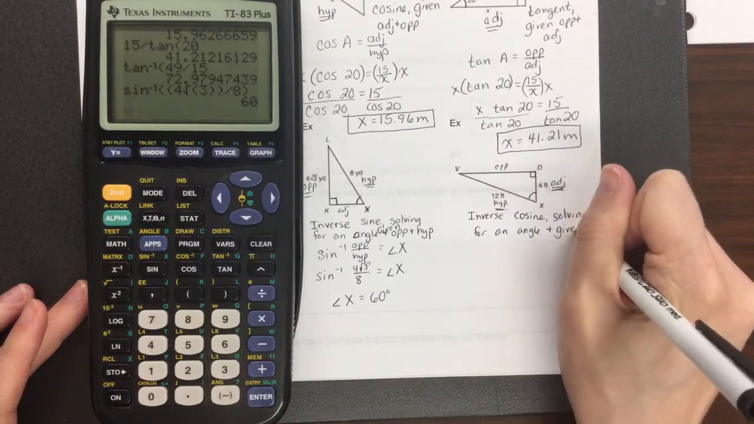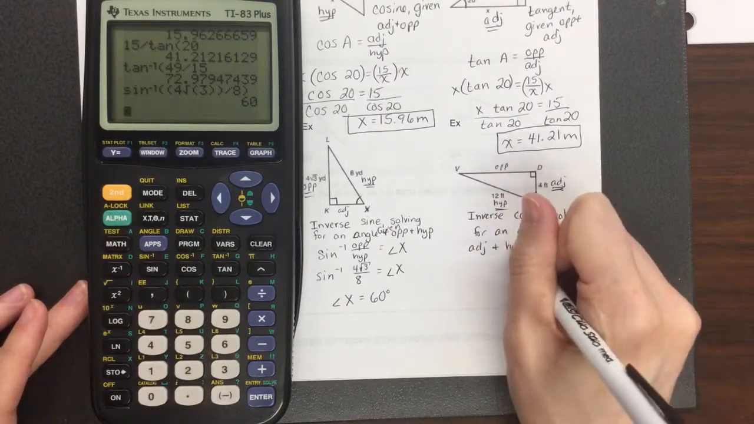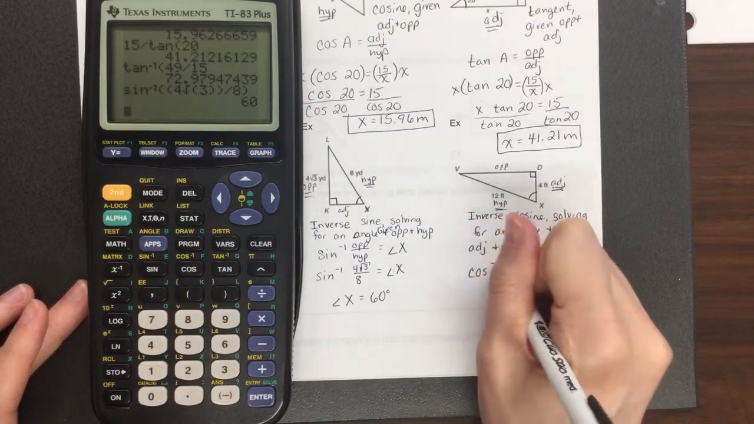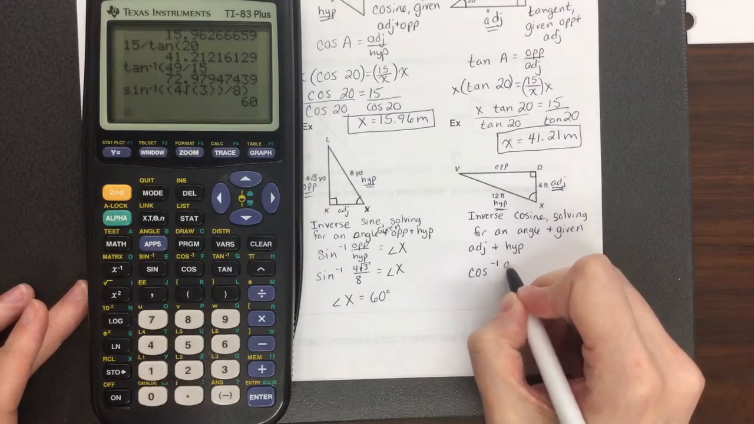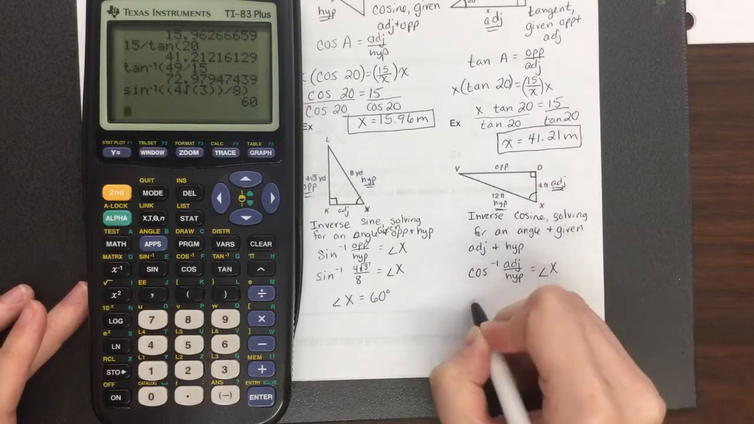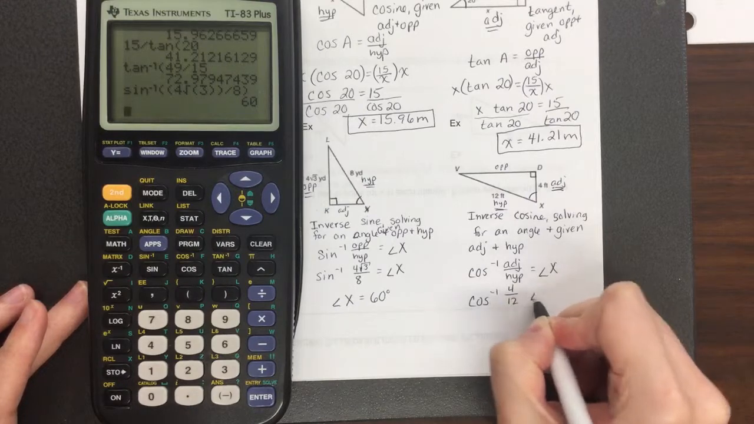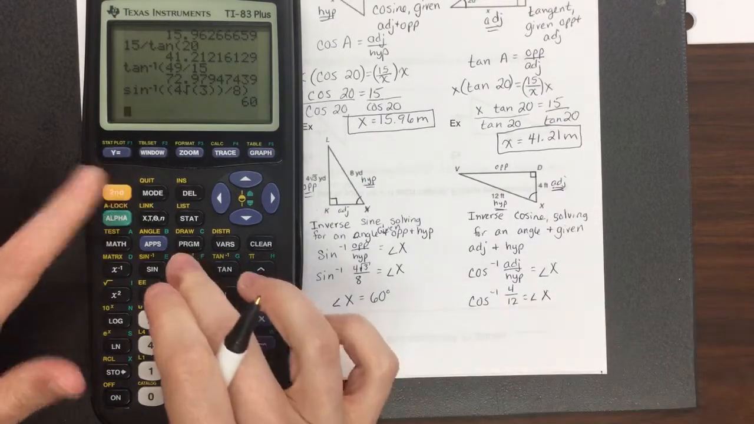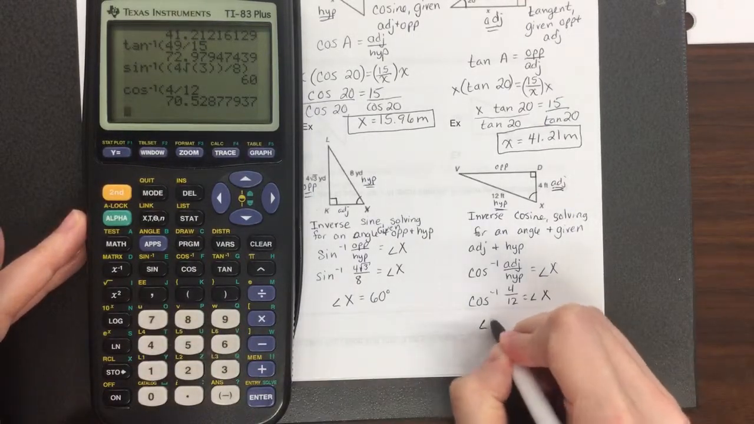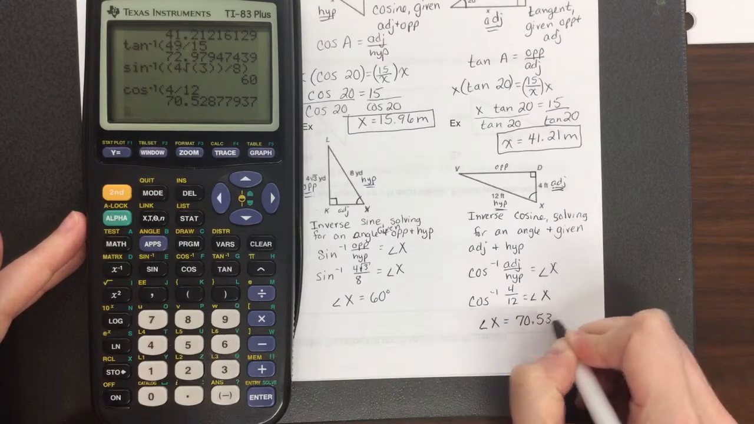And we're given the adjacent and the hypotenuse. Okay. So to solve for x, the inverse cosine of adjacent over hypotenuse is going to give us angle x. So the inverse cosine, the adjacent is 4 over 12, will give us angle x. So inverse cosine, 4 over 12. So angle x is going to be approximately 70.53 degrees.